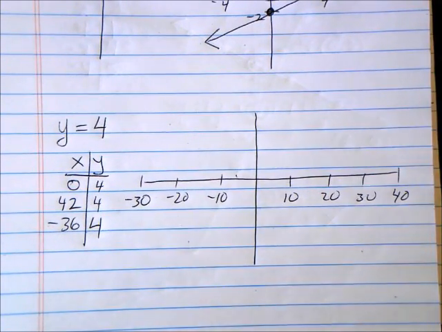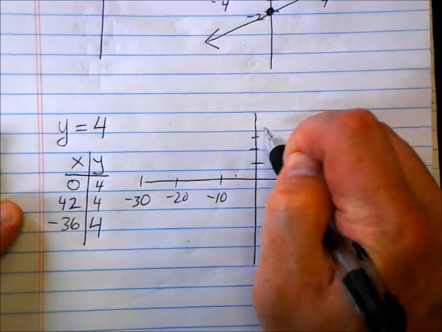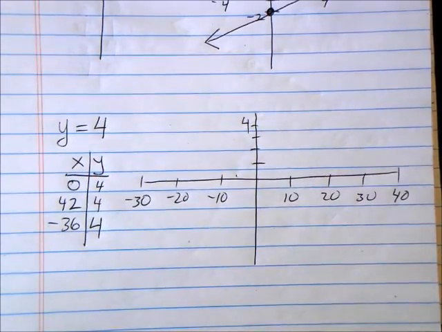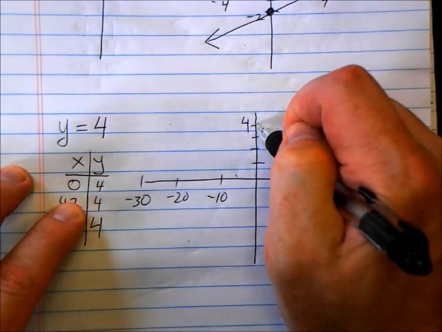Would I scale my y-axis by tens? No, probably by ones still would make sense because I only have to go as high as 4. So your scaling doesn't need to be the same on each axis. You can have different scaling. That's okay. All right, so I have the point 0, 4. That's right there.